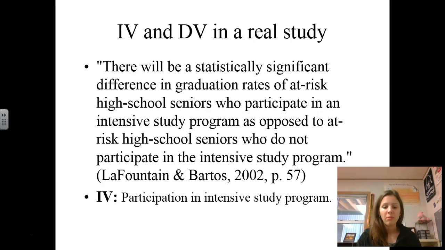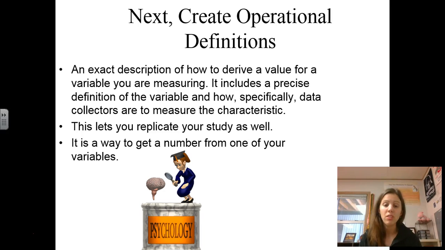And so hopefully you were able to come up with the conclusion that participation in the study program is the independent variable, and then the graduation rate is the dependent variable. So the graduation rate is what they're measuring, and then whether or not they're in the program is the independent variable. So next, just like in our correlation study, we have to create operational definitions, which you already know how to do, so that this study, this experiment that we're doing can be replicated.